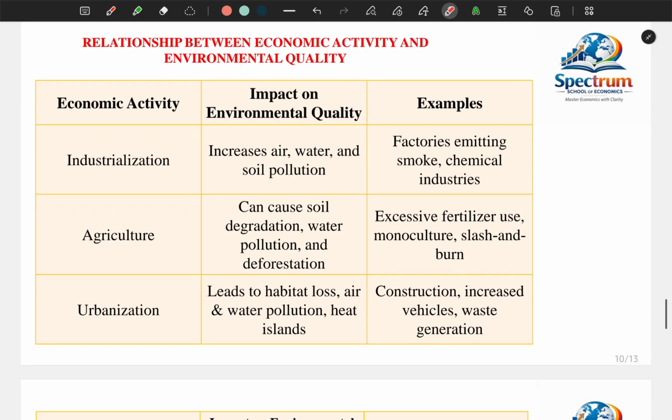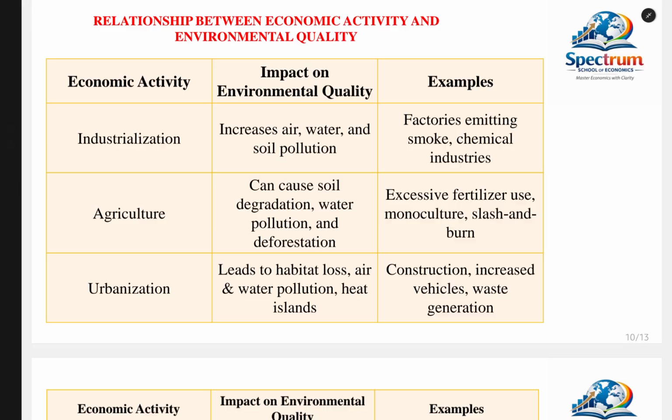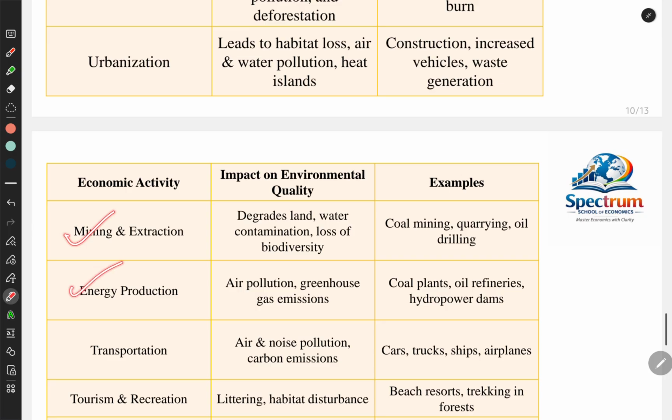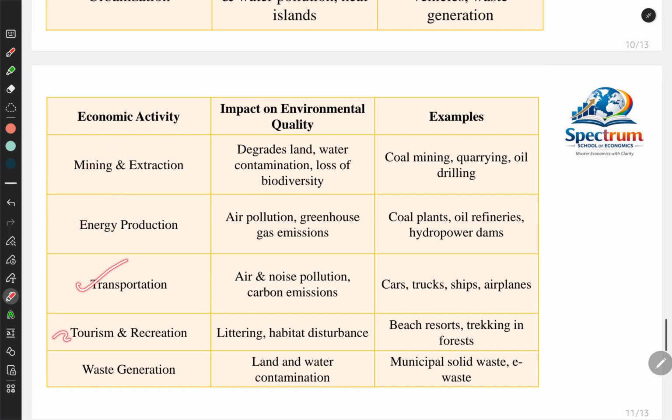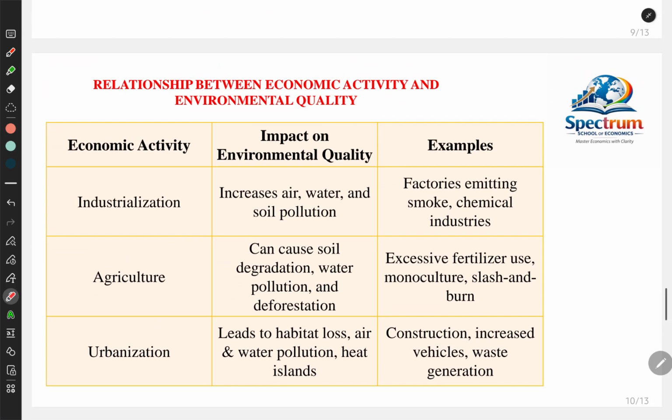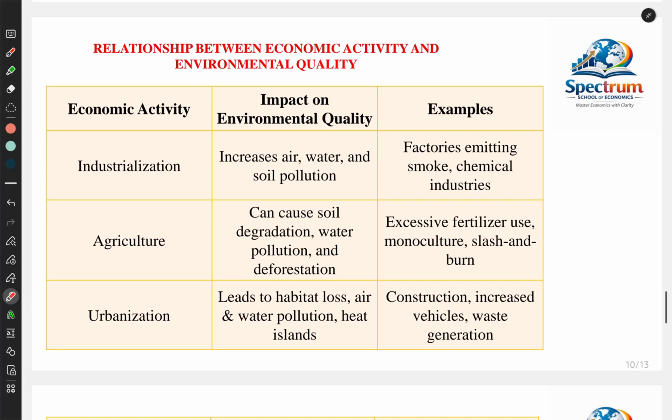So let's study the relationship between economic activity and environmental quality. When it comes to economic activities, we have industrialization, agriculture, urbanization, then mining, energy production, transportation, tourism and recreation, waste generation. So these are all economic activities. By doing these activities, there will be some environmental consequences.